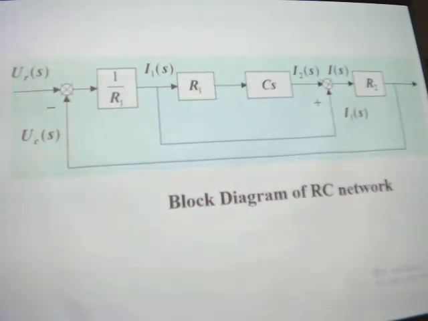And also we consider this is the forward block and this is the feedback block. So these two are different. The direction of the arrow is not the same.